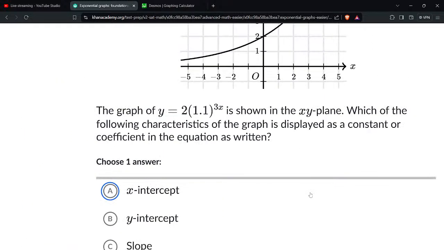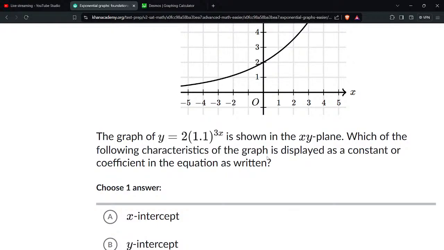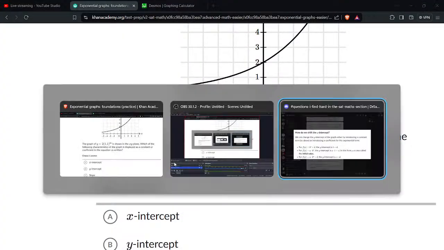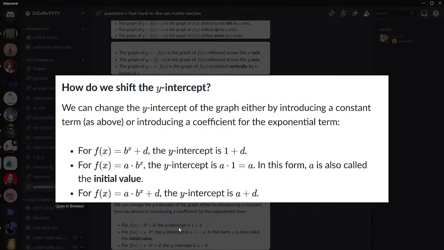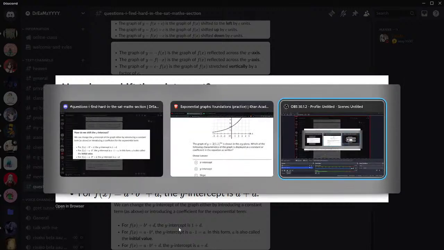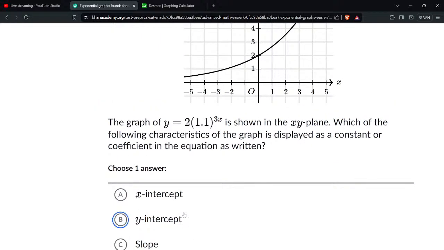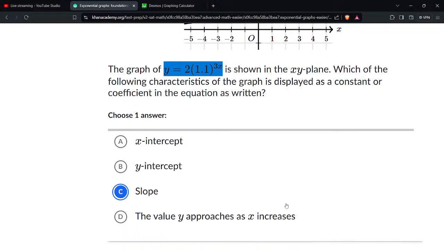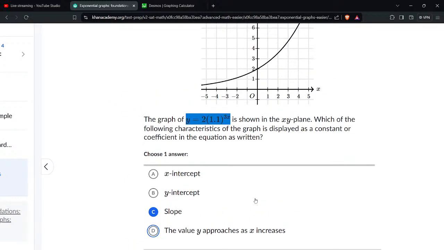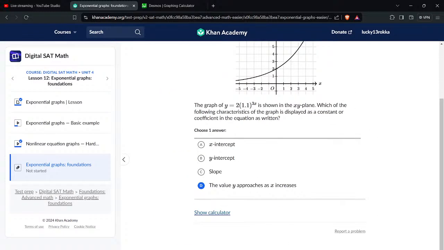The constant, right? So we do not have one separated out. What's the y-intercept for this one? We had a value of y. So we have the slope, right? I don't know. Just to find out the value y approaches as x increases.